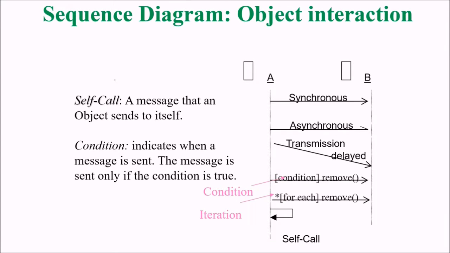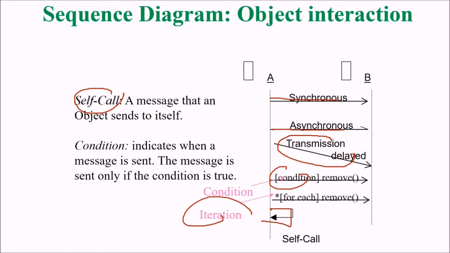Then we come to the sequence diagram. This is the object interaction. Sequence means it shows what comes after which. This is a self call, that is a message that an object sends to itself. We call it a self call. And a condition indicates when a message is sent. The message is sent only if the condition is true. This is synchronous, this is asynchronous, this is a transmission delay, this is a condition, this is an iteration, and this is of course the self call.